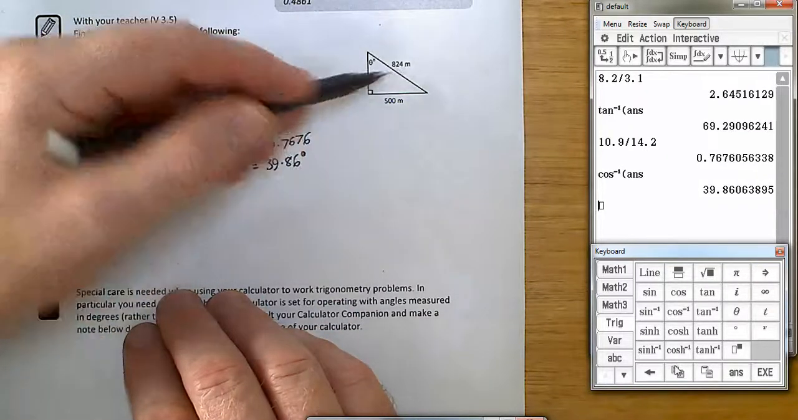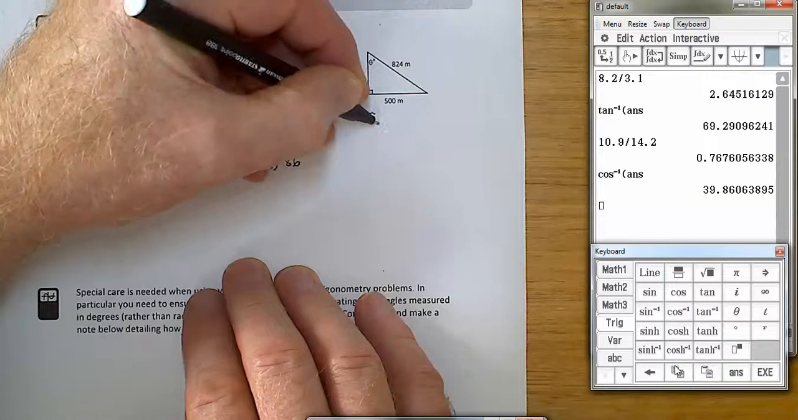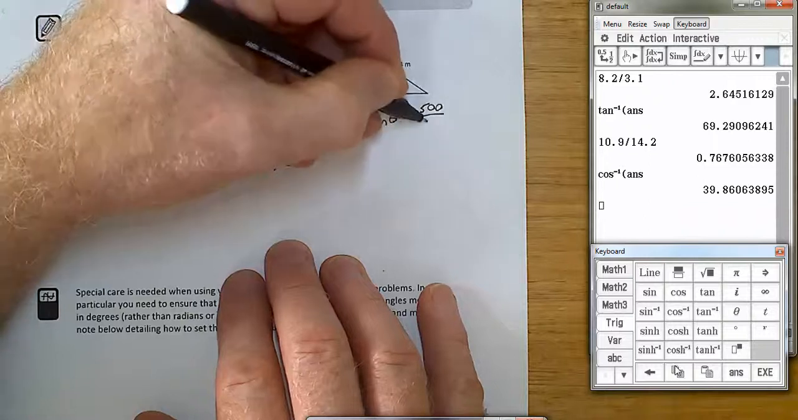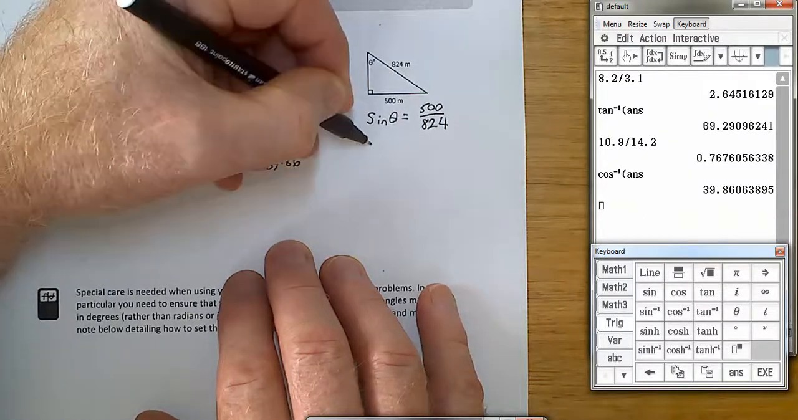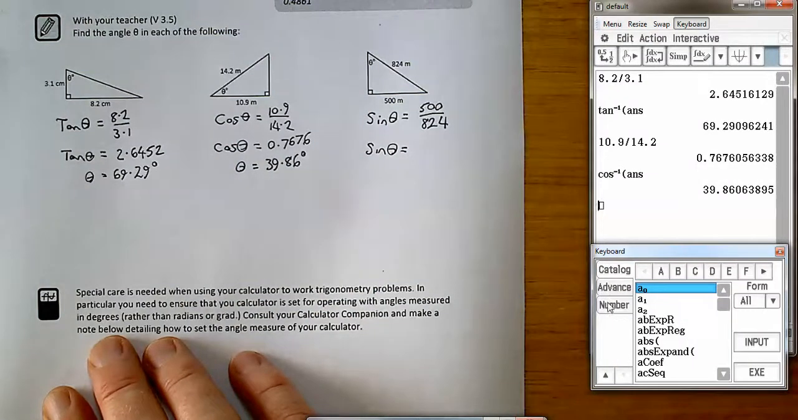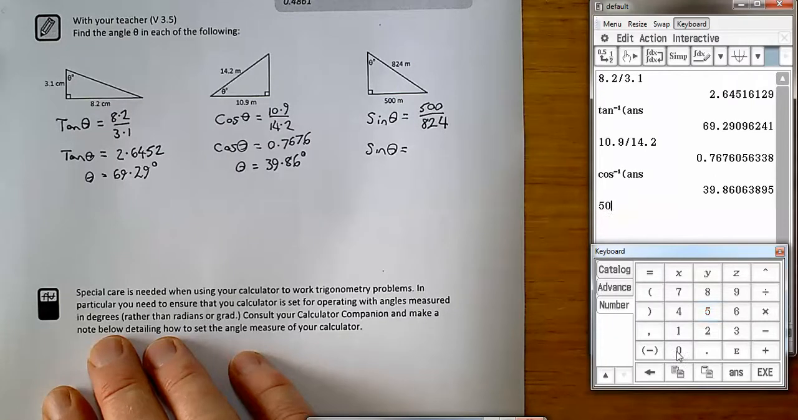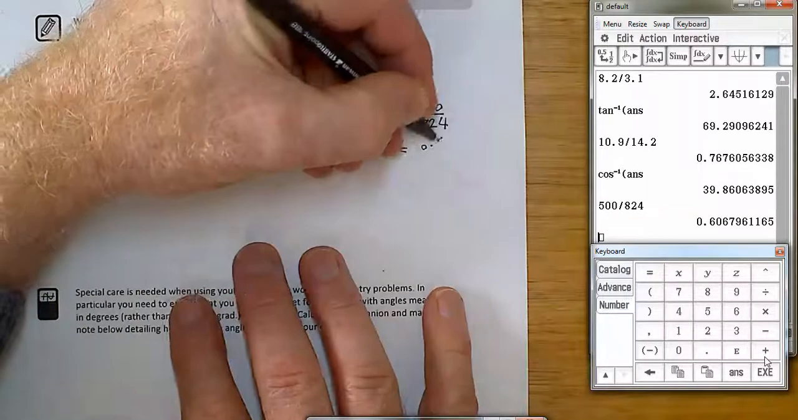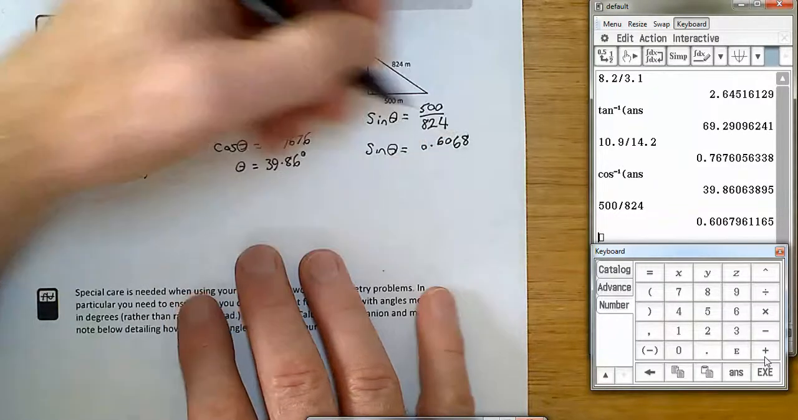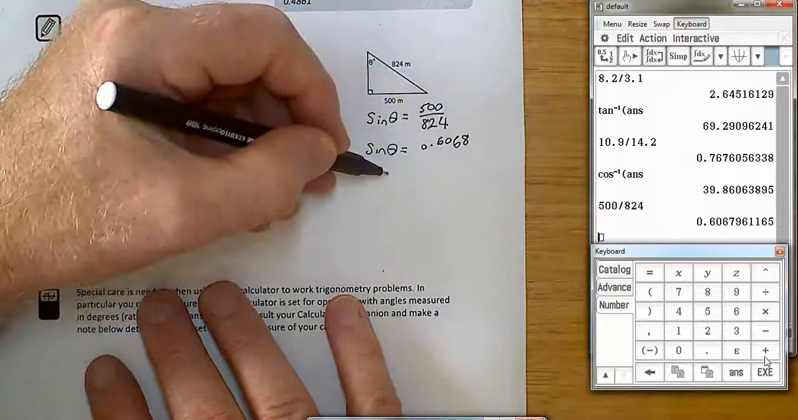The opposite and hypotenuse. That makes it a sine question. The sine of angle theta equals opposite over hypotenuse, 500 over 824. That means the sine of theta equals, and I'll change that to a number, 500 divided by 824. Sine of angle theta equals 0.6068, rounded off. It doesn't really matter because I'm going to use the whole of that number on my calculator.